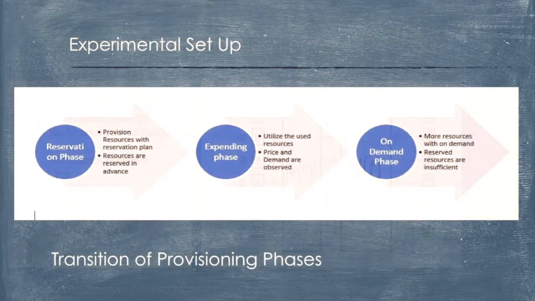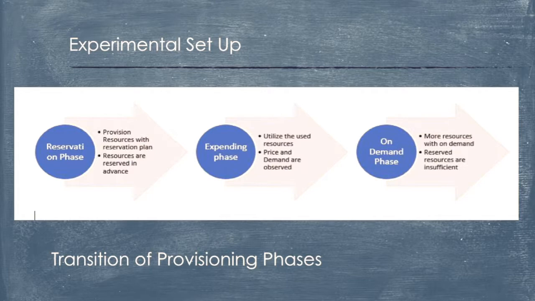Now moving towards methodology. This is an experimental setup considering the scenarios required to generate data by using simulators. There are three provisioning phases: reservation, expanding, and on-demand phase. As shown, these phases have their actions performed at different points of time. First, in the reservation phase, without knowing the consumer's actual demand, the cloud broker provisions resources with reservation plan in advance. In the expanding phase, the price and demand are realized and the reserved resources can be utilized.